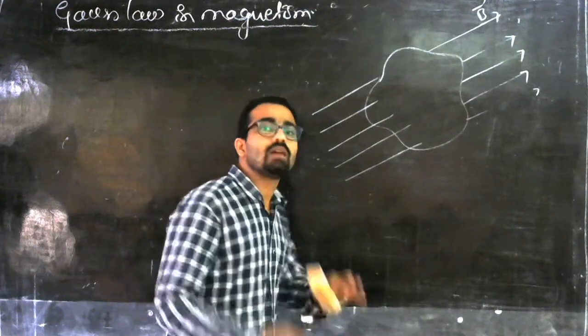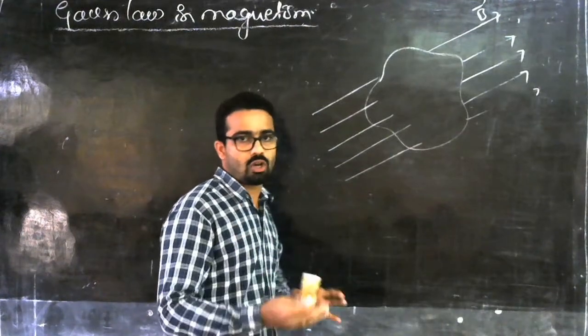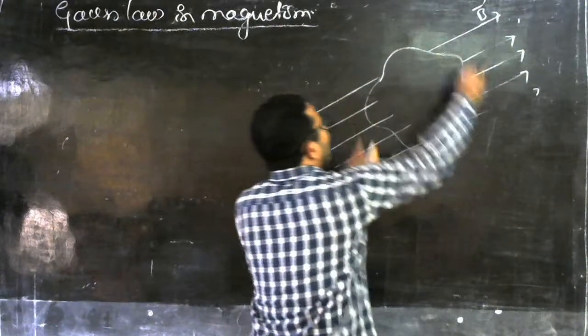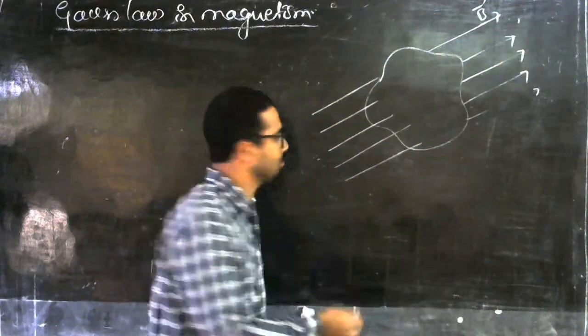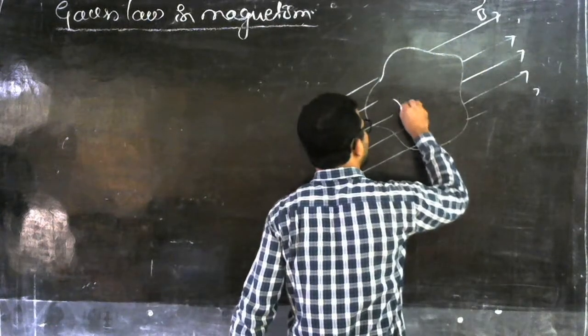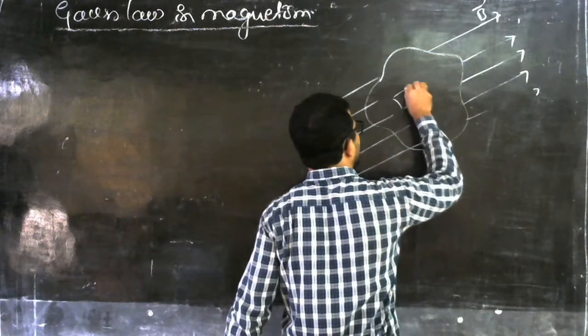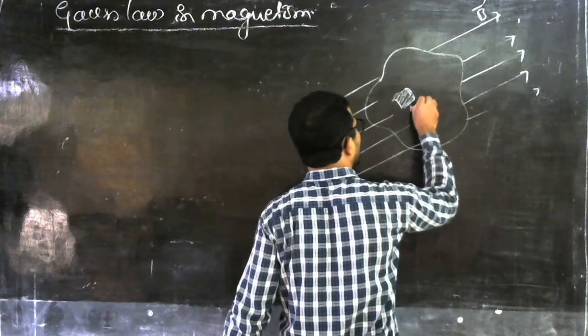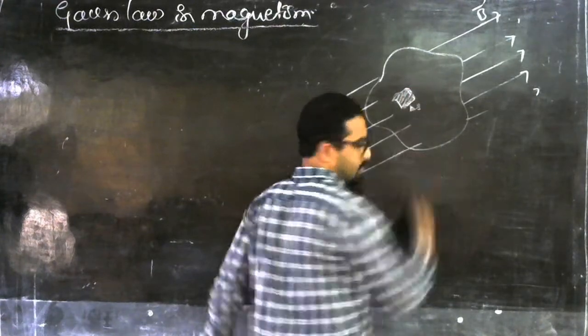So let's take a small element, a small area. Let's cut this whole area into small areas. Let's say the area of this is delta S. This is the area delta S.